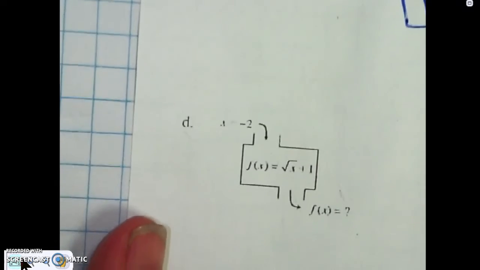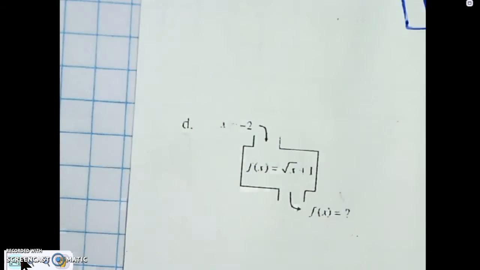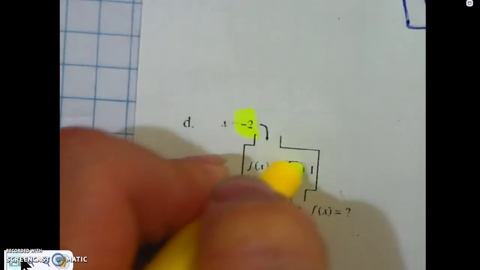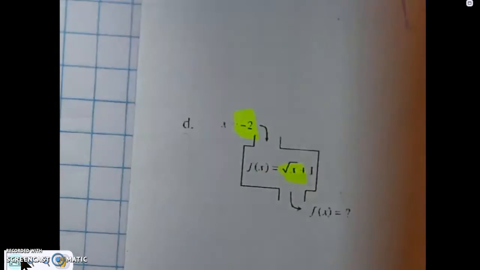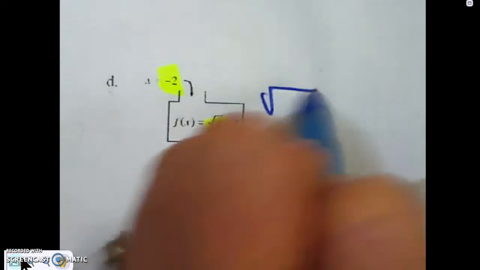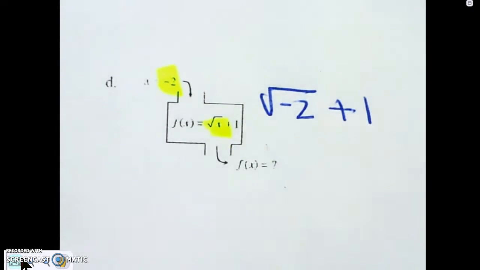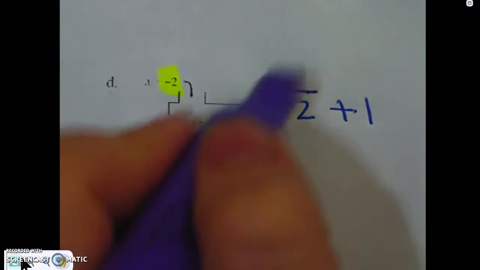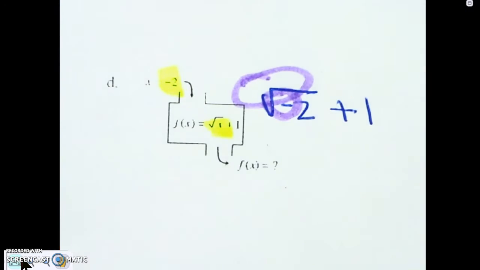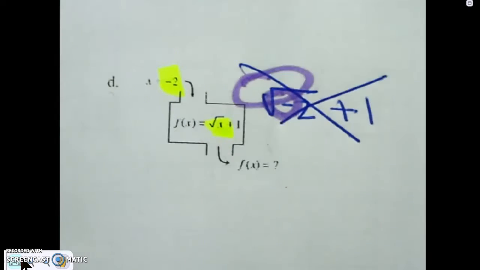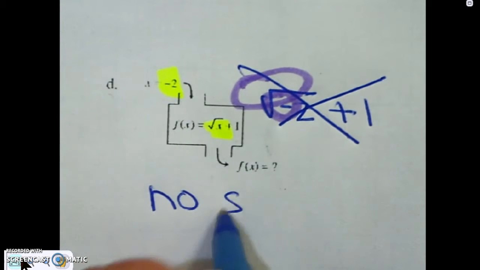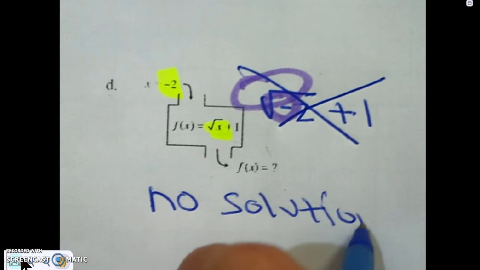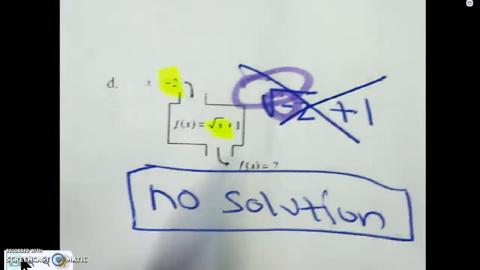All right, let's go to letter D. Cool, in letter D, they give me x. I'm going to take that, and I'm going to plug it in. So I go the square root of -2 plus 1. There's a problem, though. When you have a square root, you can't do a negative. So you can't do the problem, so it's no solution because you can't take the square root of a negative.